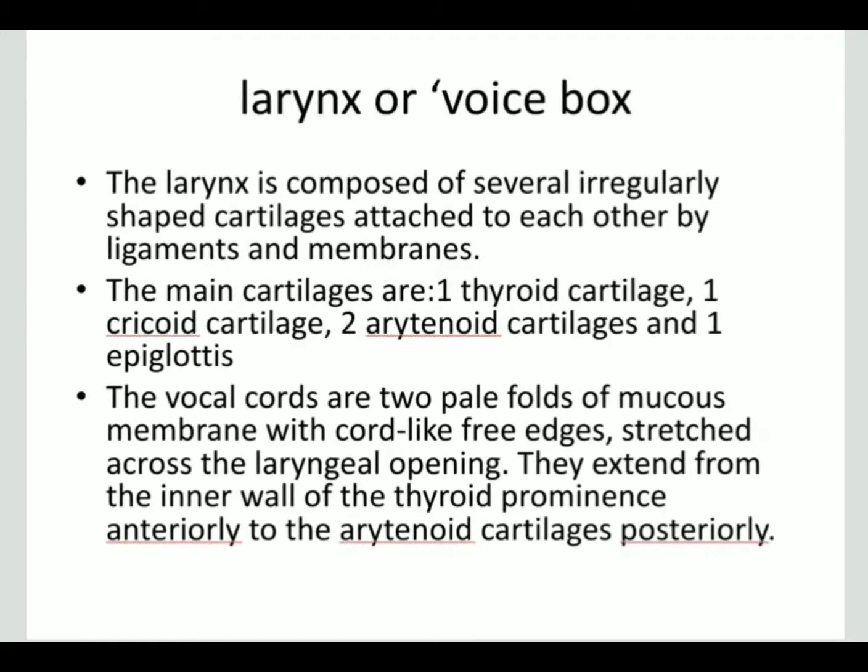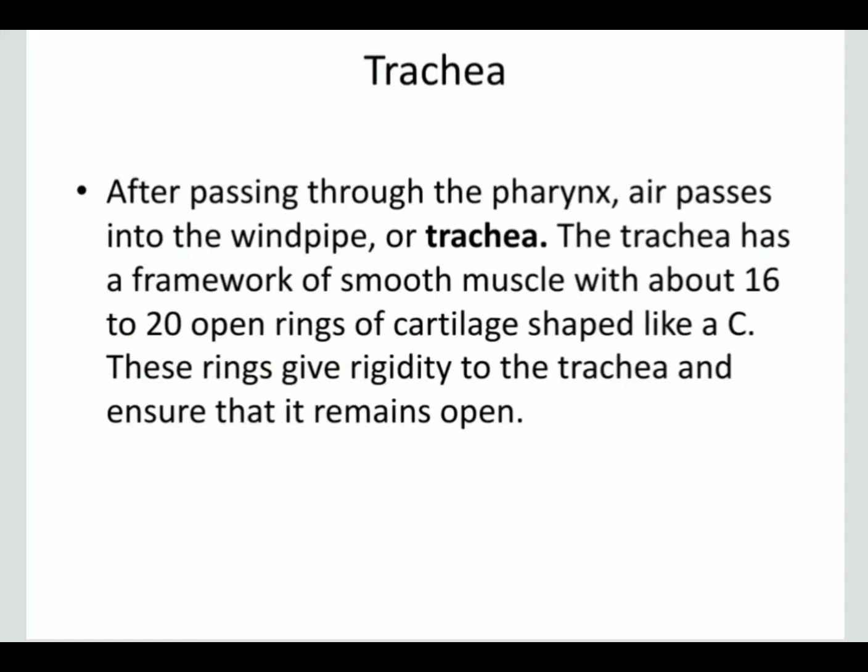Next, the larynx is composed of several irregularly shaped cartilages attached to each other by ligaments and membranes. The main cartilages are the thyroid cartilage, cricoid, arytenoid cartilages, and the epiglottis. The vocal cords are two pale folds of mucous membrane with cord-like free edges stretched across the laryngeal pharynx. They extend from the inner wall of the thyroid prominence anteriorly to the arytenoid cartilage posteriorly. So they give the voice.